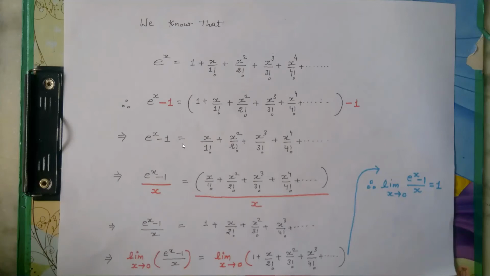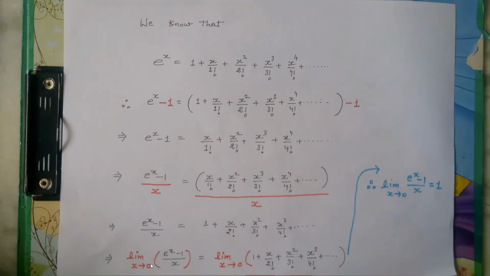So in the very next step, we are going to divide the left hand side by x as well as the right hand side by x. In the right hand side, each and every term contains x. So taking that x common, this x in the numerator and denominator will get cancelled. So we are left with 1 plus x out of x square, this is now x upon 2 factorial, this becomes x square upon 3 factorial, x cube upon 4 factorial, and so on.